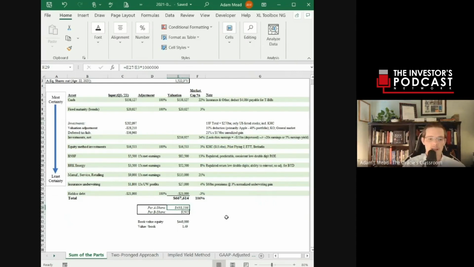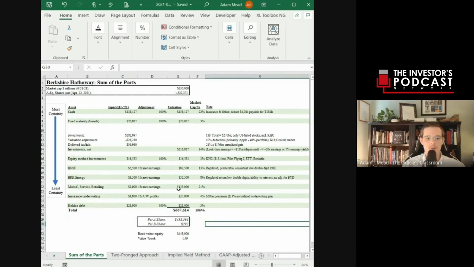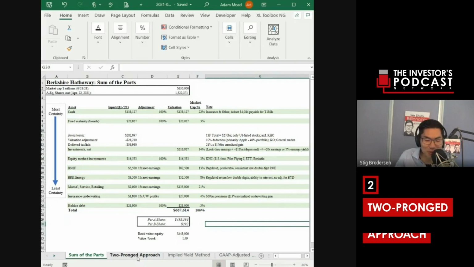439,000 per A share. And you're saying that Berkshire as a whole is worth 668 billion. You're saying all of the same things by saying that, and there's no benefit if Berkshire split the B shares 100 to 1, it wouldn't change anything. So that, and I wanted to spend a lot more time on the sum of the parts because a lot of the same thinking goes into some of the other approaches. Perfect. Let's jump to the two-pronged approach.